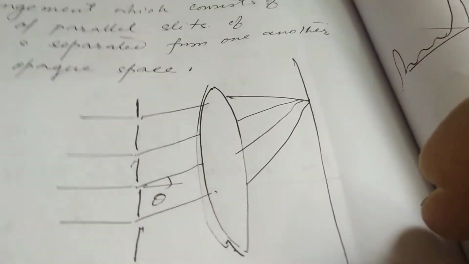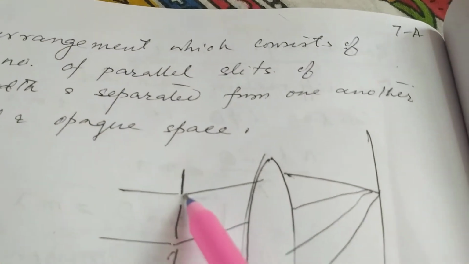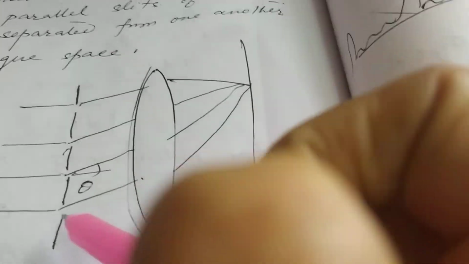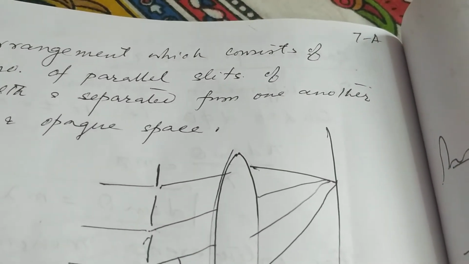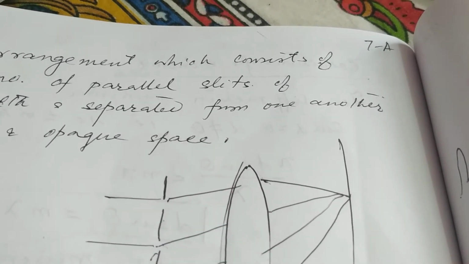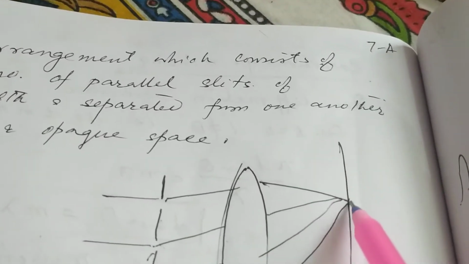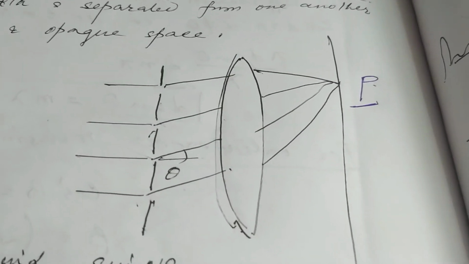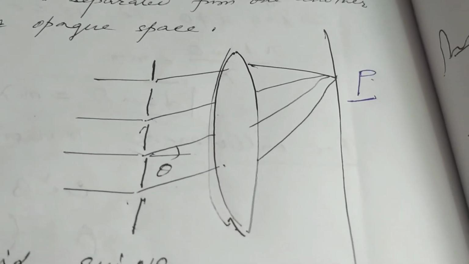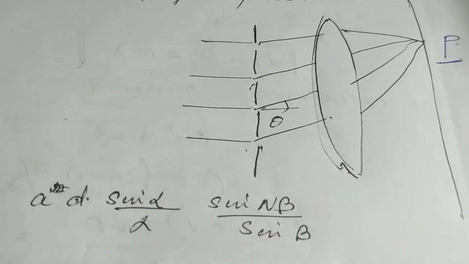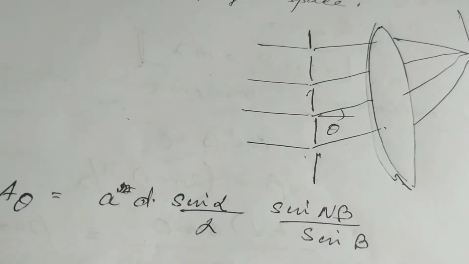So here you see there is a grating, with a large number of slits. Parallel rays are incident on it, and the parallel set of rays which are diffracted at an angle theta are converging at the point P. So we will see what will be the intensity at the point P, and how it is related to theta. As earlier, you need not derive it, just remember the formula.